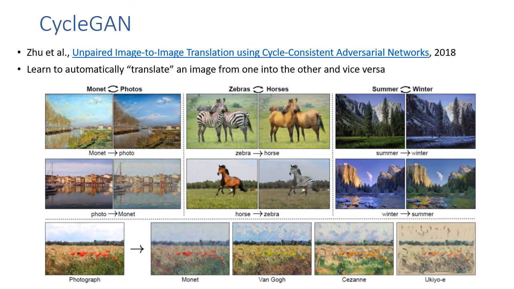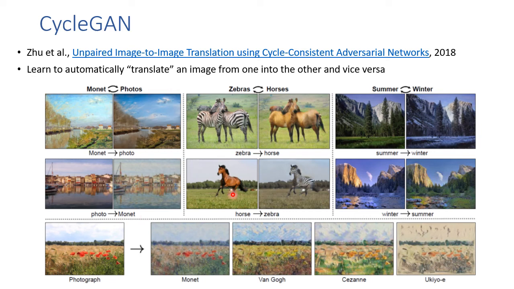Another important model is CycleGAN. CycleGAN can learn how to translate an image from one domain into the other, and then vice versa. So it can reverse the image back to the original domain. Here are some examples. First is Monet to photo translation. The CycleGAN model can translate Monet's painting into a real photo. Also translate the real photo back to Monet.